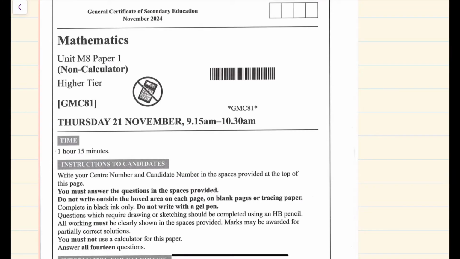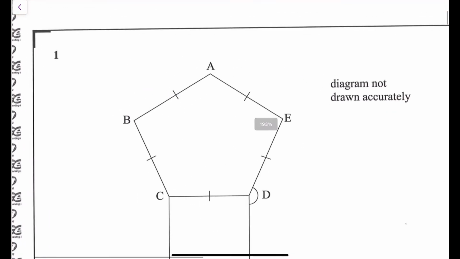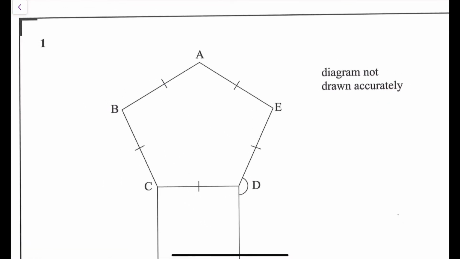These are the solutions to November 2024 M4 Mathematics. It is paper 1, which is a non-calculator paper. So our first question, unusual sort of question, this is to do with angles and polygons.